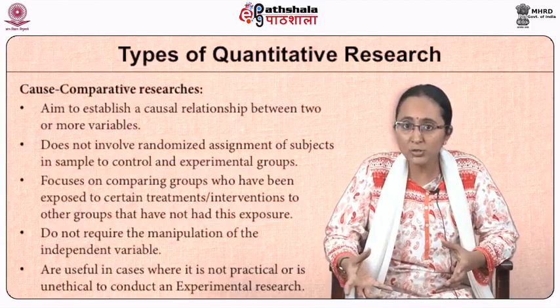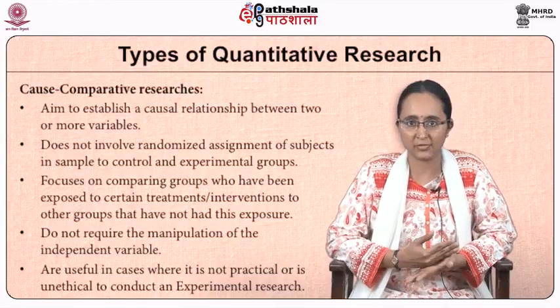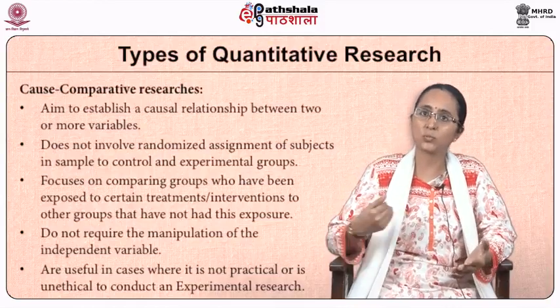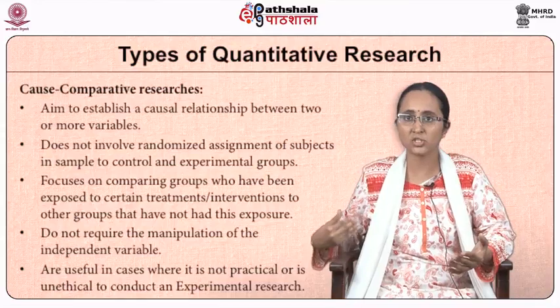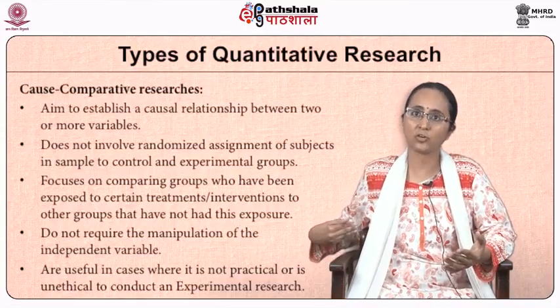It is similar to but different from experimental research, and that you will understand when we look at experimental research, which is the fourth type of quantitative research. Some examples of causal comparative research or quasi-experimental research could be the effect of preschool education on primary school completion, effect of smoking on lung cancer, effect of education levels on income, effect of poverty on mental health.